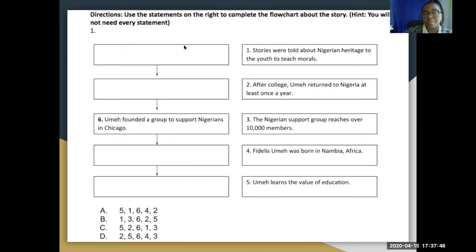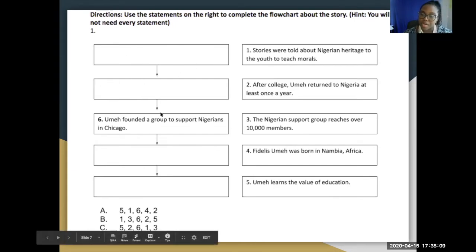education. Now, don't forget that hint. You will not need every statement. There are some in there kind of to throw you off, okay? And number 6 is in here already provided for you. Ume founded a group to support Nigerians in Chicago. So it's your job to figure out which ones go where. You can scramble them, go back to the passage, put them actually in the boxes if you've printed it out, and then you're gonna select one.